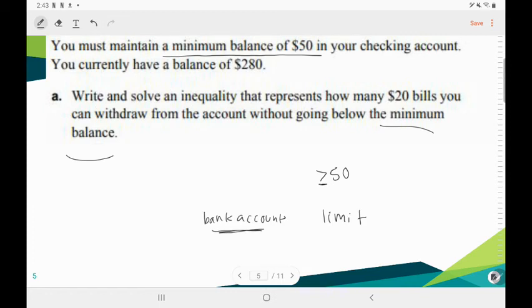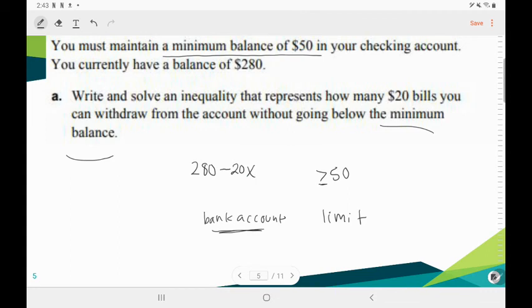On this bank account side, to write an expression that represents how much I have in my bank account, well, I had $280, but I am withdrawing. So that means I'm taking out. So I'm going to subtract $20. Now, I'm not doing that just once. I'm withdrawing them repeatedly. So I'm going to write minus 20x. And let's go ahead and solve that.